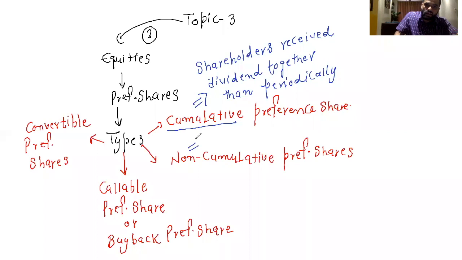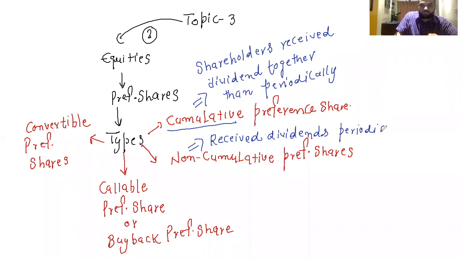Non-cumulative preference shares are those shares, which are the very general preference shares, in which preference shareholders receive dividends periodically. All right, so this is called non-cumulative preference shares, not together.